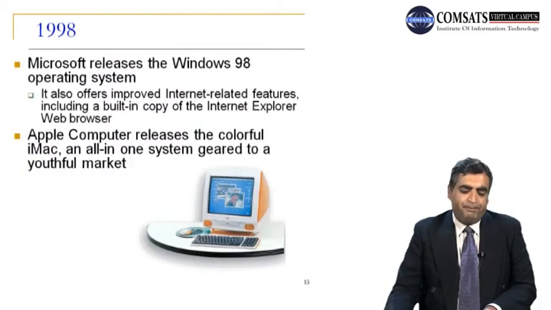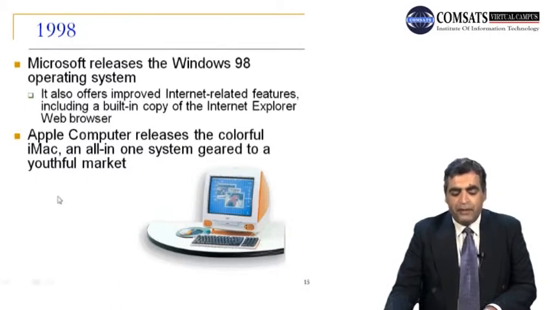In 1998, Microsoft releases the Windows 98 operating system. It also offered improved internet facilities, including a built-in copy of the Internet Explorer web browser. So it becomes a competitor for Netscape Communicator. Microsoft launches Internet Explorer with an easy-to-use interface, more flexible and comparable to the Windows interface. So it becomes easy for users of Windows 98 to work on the internet.